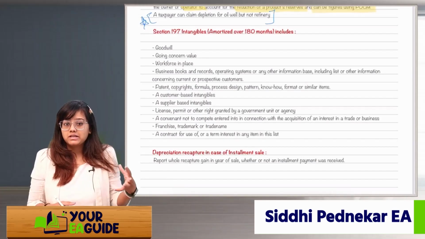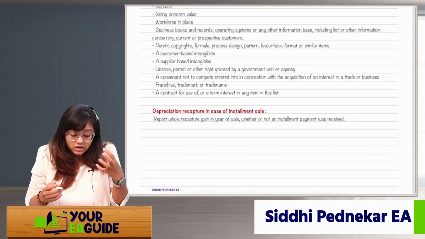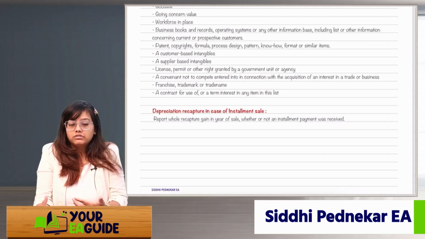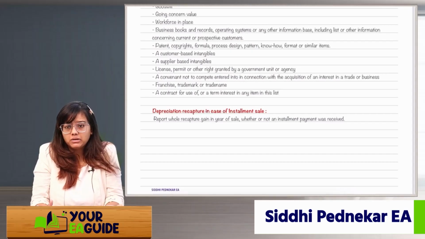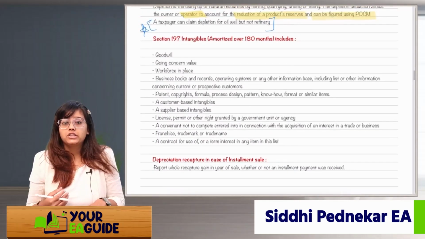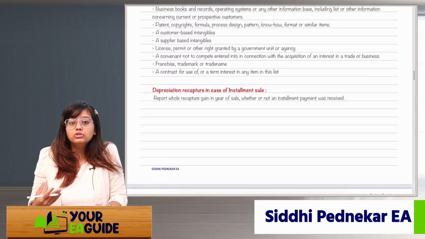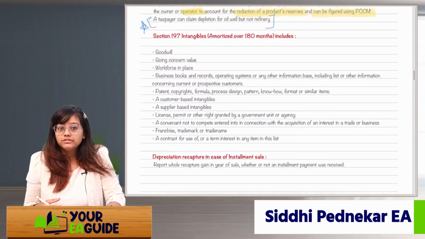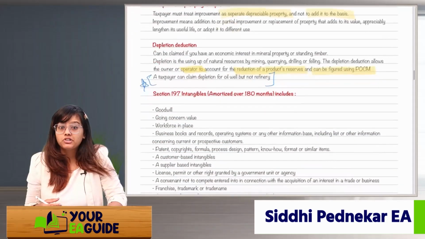Patents, copyrights, customer based intangibles, supplier based intangibles, licenses, permits which are granted by the government. A covenant not to compete: if we have agreed not to compete with the other business, and we have paid for it, then we have taken a non-compete agreement with the other person and that is our intangible. Next is franchise, trademark, trade names, contract for use of or term interest in any item in this list. So these will be intangibles and will be amortized over 180 months, which we have done over here. Intangibles must be purchased.